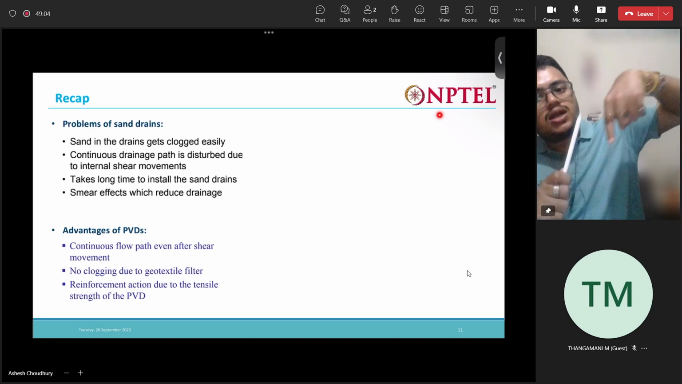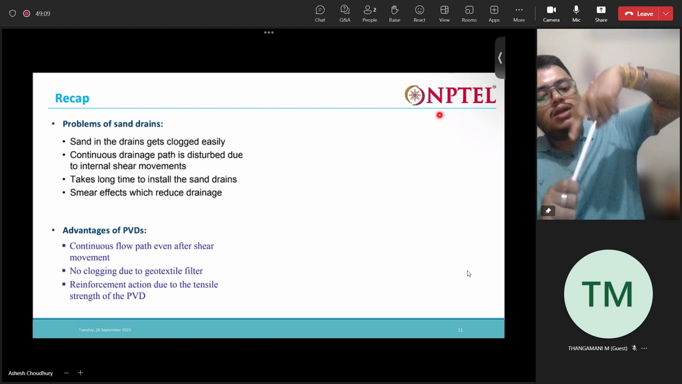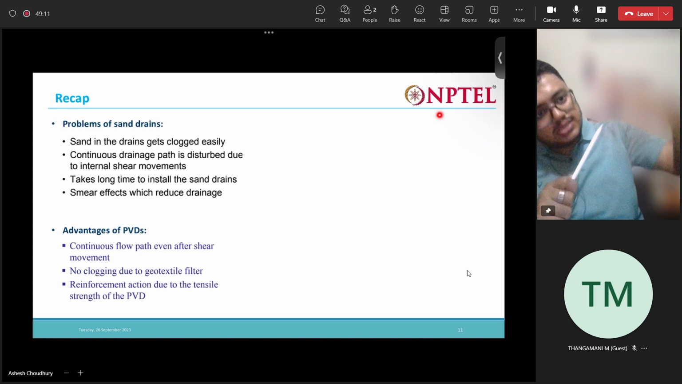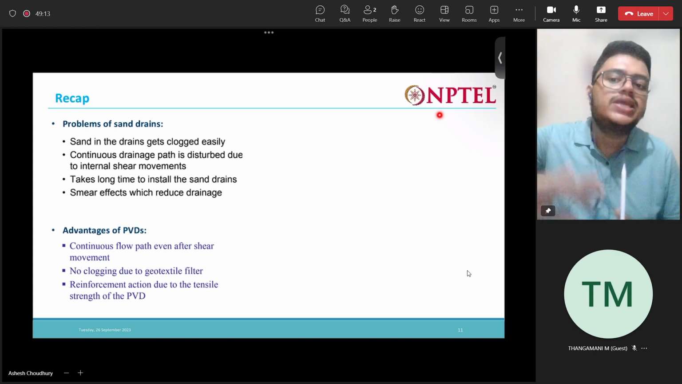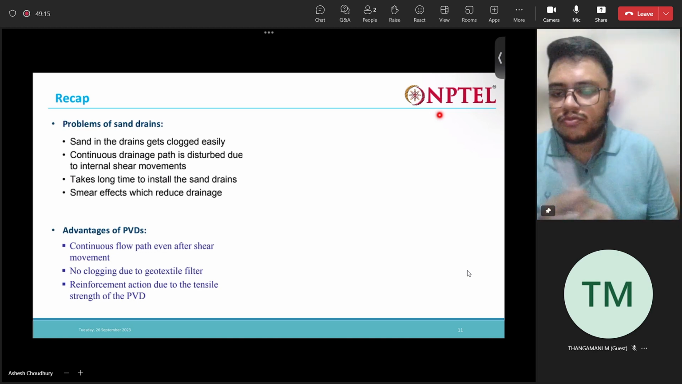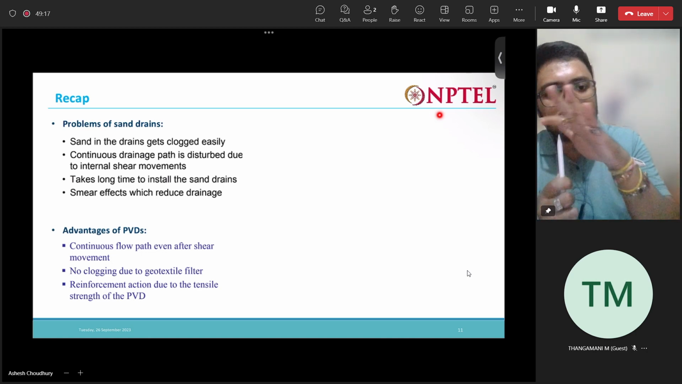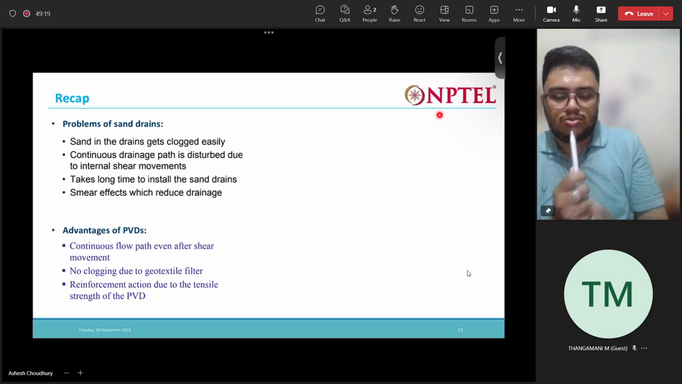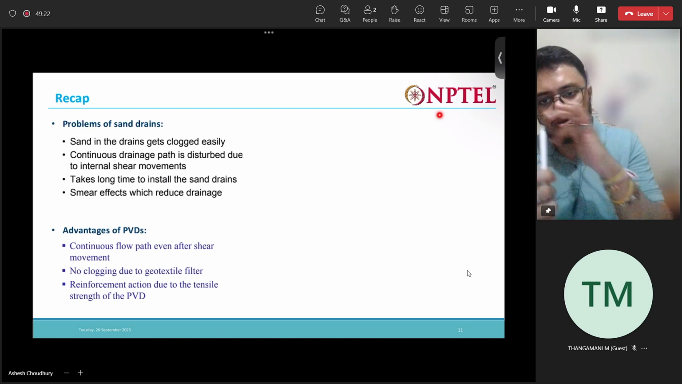Due to this remolding, the permeability of this surrounding clay soil is reduced more. The permeability of the surrounding soil is reduced due to remolding of the soil.